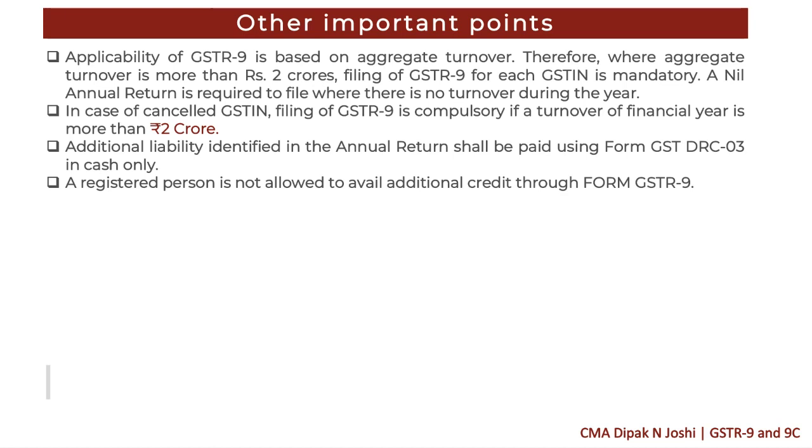Now, as far as input tax credit is concerned, it is not like liability. In case of input tax credit, a registered person is not allowed to avail the additional credit in form GSTR 9. So one should remember that you can report additional liability in GSTR 9, but you cannot avail input tax credit through form GSTR 9. So these are the crucial points which one should remember while filing GSTR 9 and GSTR 9C.